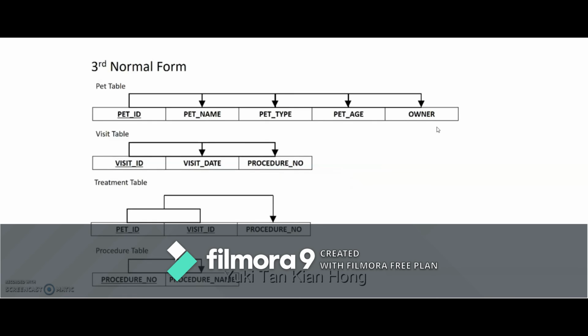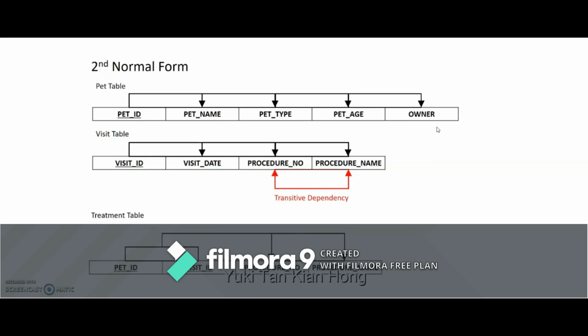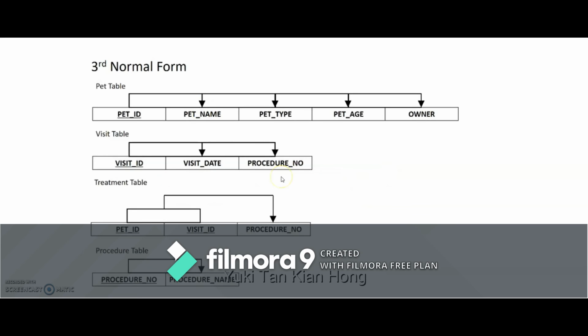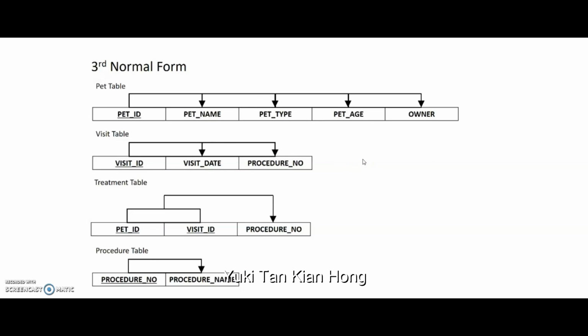For the third normal form, step 1 is to make a new table to eliminate the transitive dependencies from here to here. For every transitive dependency, write a copy of its determinant as a primary key for a new table. So we just transfer this to a new table and the procedure number will be the new primary key. So this is the end. Thank you.